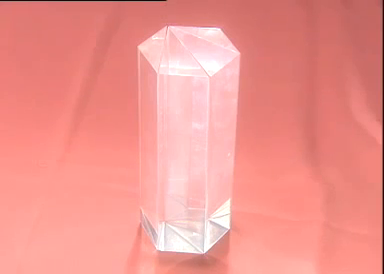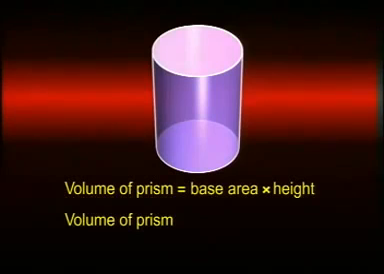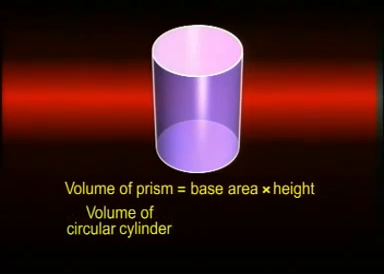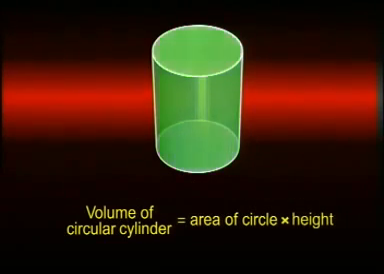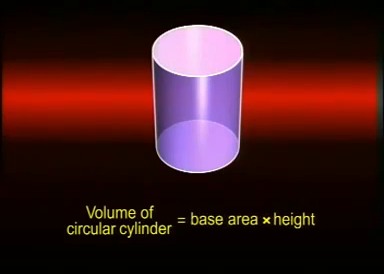Let's look at this hexagonal prism. If we change it into a prism with a 12-sided polygonal base like this, and then into a prism with a 24-sided polygonal base, and so on, then the volume of the prism gets closer and closer to that of a circular cylinder. When the volume of a prism is about the same as that of a circular cylinder, its base area is nearly the same as the area of a circle. Therefore, the volume of a circular cylinder is also equal to its base area times its height.